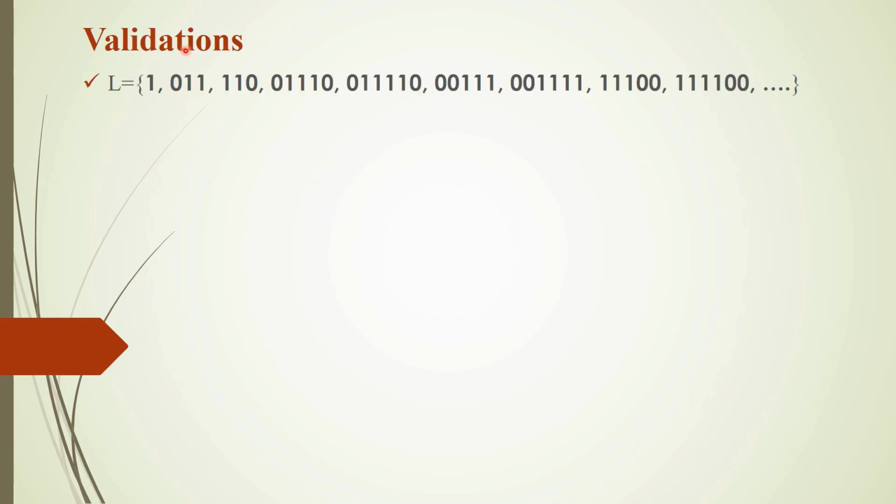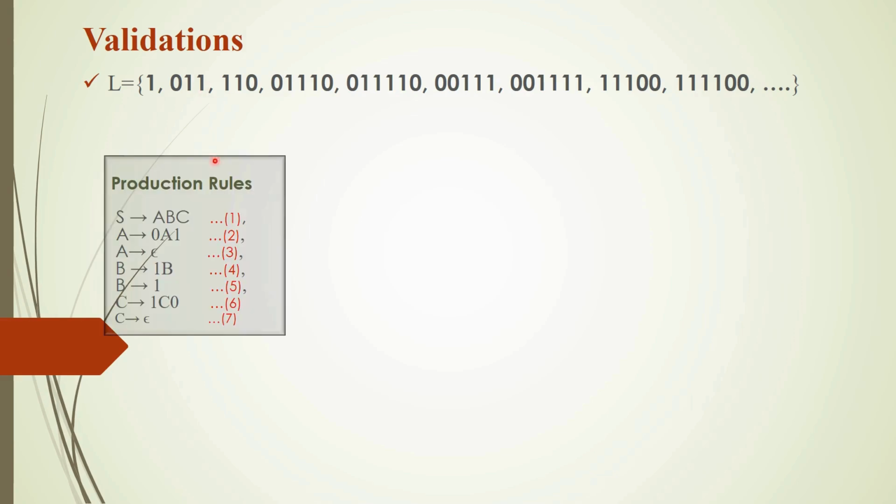I hope you understand this. Now let's discuss validations. Validation is nothing but checking whether the production rule we already defined is able to generate all the strings of the language, or the whole string set generated by our problem statement, or not.